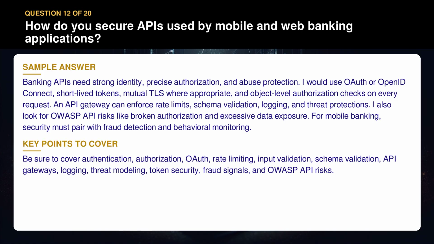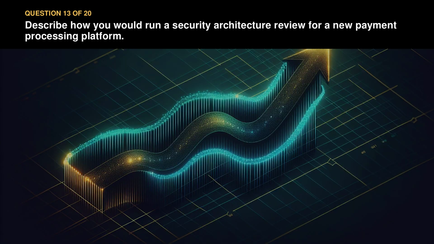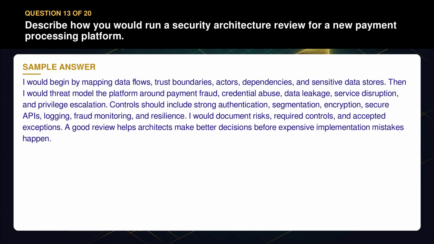Be sure to cover authentication, authorization, OAuth, rate limiting, input validation, schema validation, API gateways, logging, threat modeling, token security, fraud signals, and OWASP API risks. Question 13. Describe how you would run a security architecture review for a new payment processing platform. I would begin by mapping data flows, trust boundaries, actors, dependencies, and sensitive data stores.